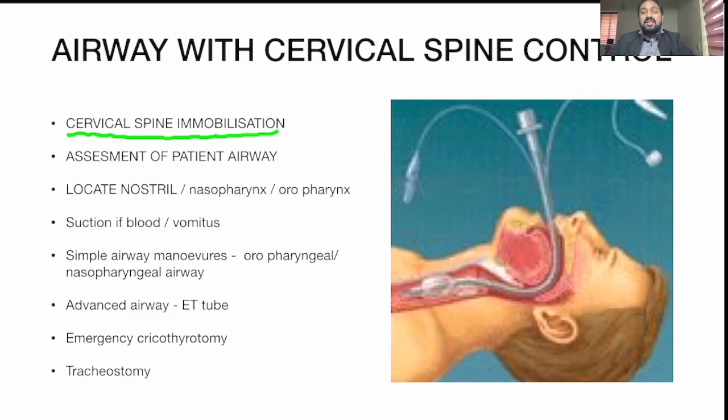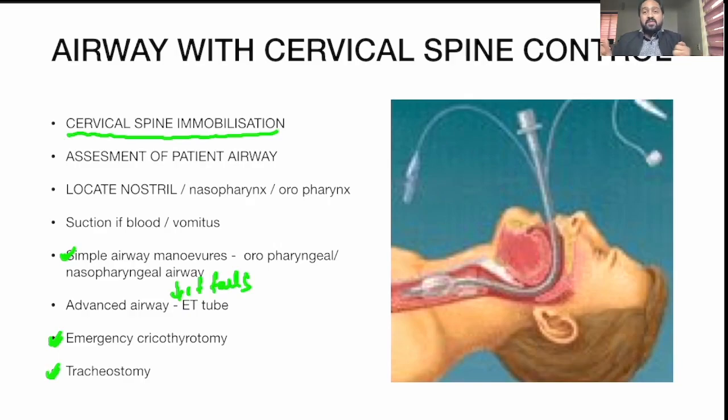If the patient needs any assistance, we first try with the simple airway maneuvers. The simple airway maneuvers would include your oropharyngeal airway or the nasopharyngeal airway. Now if this fails, right, then we can go for the endotracheal tube or the intubation, right? And in some cases there might be need for doing emergency cricothyrotomy or tracheostomy. These two itself are very important topics which we shall discuss in some other video later on, right?